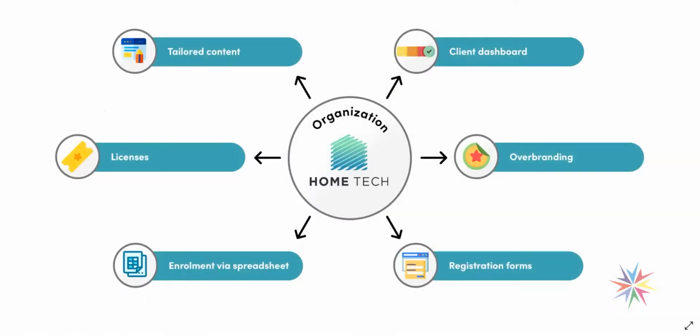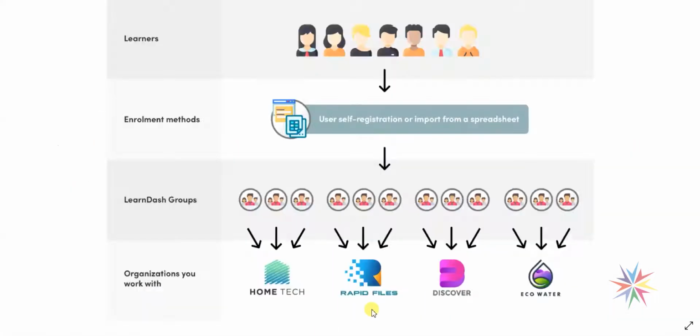So let's just take a quick look at this graphic to show you how this works. What we have at the top here is learners coming into your platform. How this works within the Organization Toolkit is that learners would enroll onto your platform via one of the enrollment methods. So they could be via self-registration using the registration forms, or you as an admin could import them from a spreadsheet, which was provided by the organization.